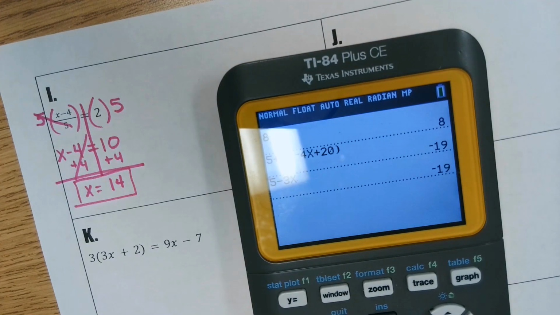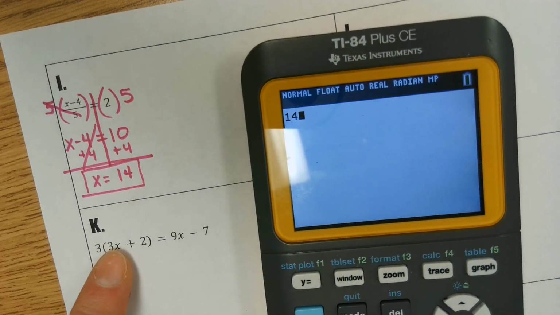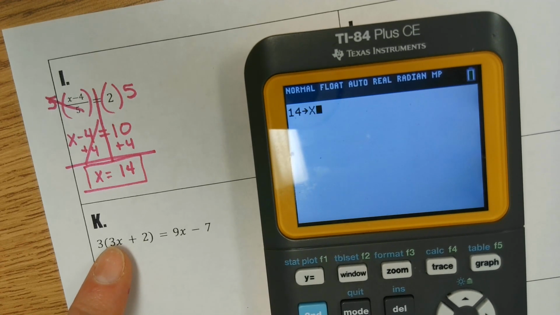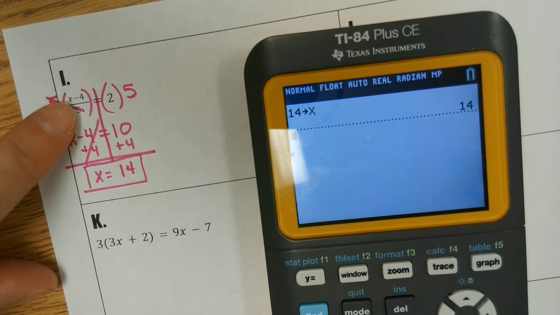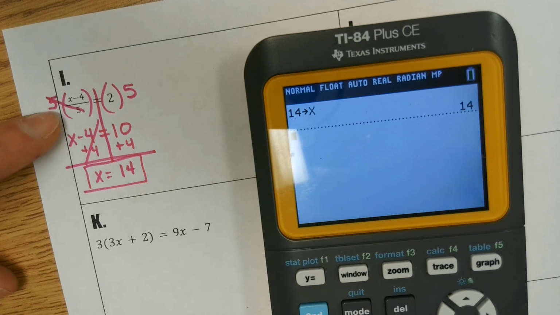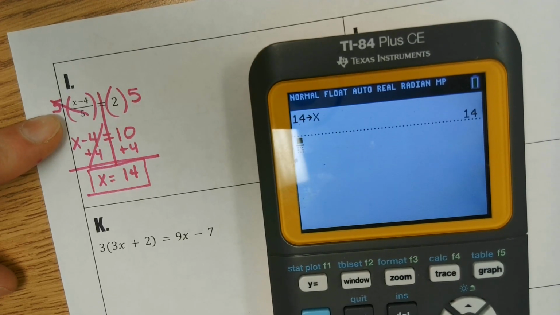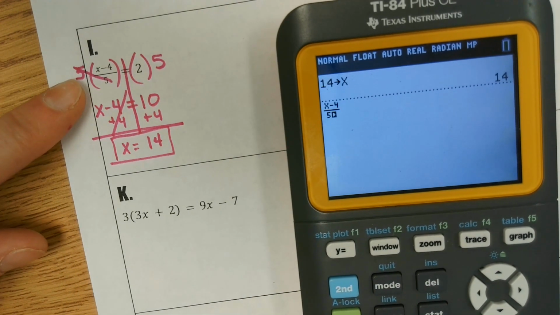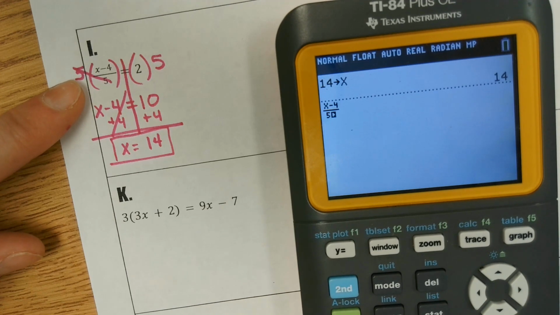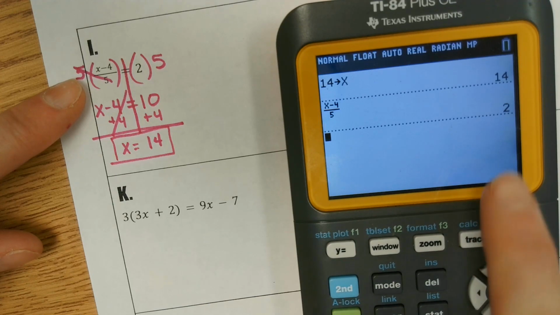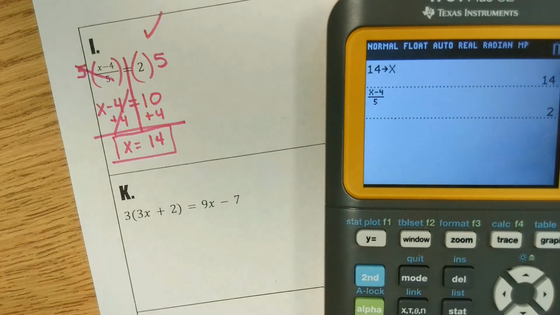And then to check our answer, we're going to do 14, store x. Then to get this fraction, we do alpha y equals, and we have an x minus 4 over 5. Alpha y equals will give you that fraction, that blank fraction. Alpha y equals. And that equals 2, which is what we wanted.